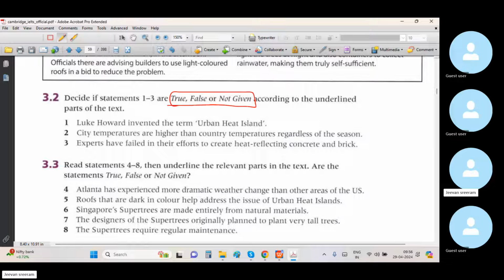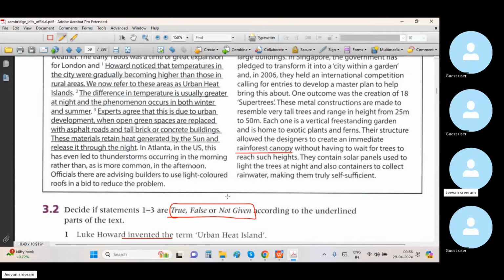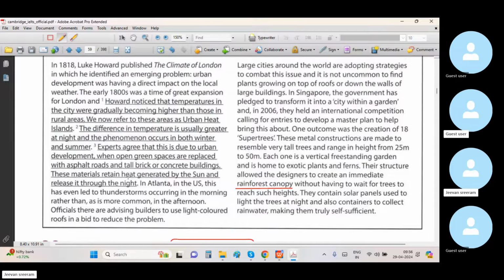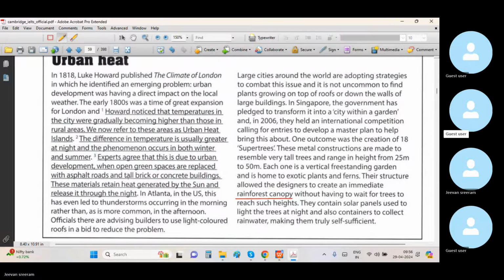So you have to tag each of the sentences given in the questionnaire with true, false, or not given. Let's start. Luke Howard invented the term urban heat island. Is it true, false, or not given? Not given, sir. Not given, because there is no statement that he invented the term. There is a connection between urban heat island and Luke Howard, but not as the inventor, right? Yes, sir.